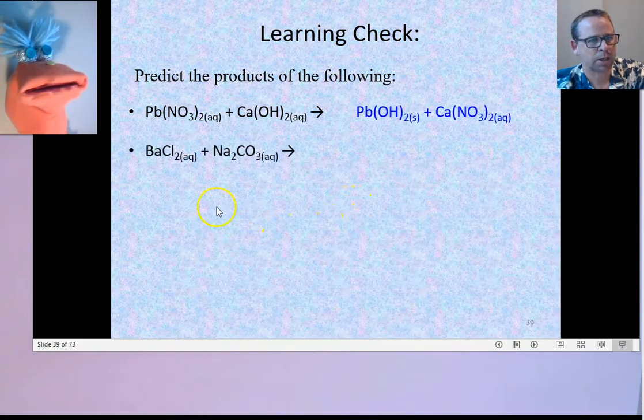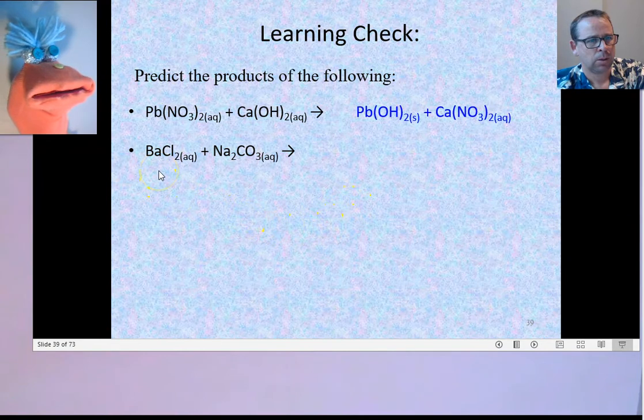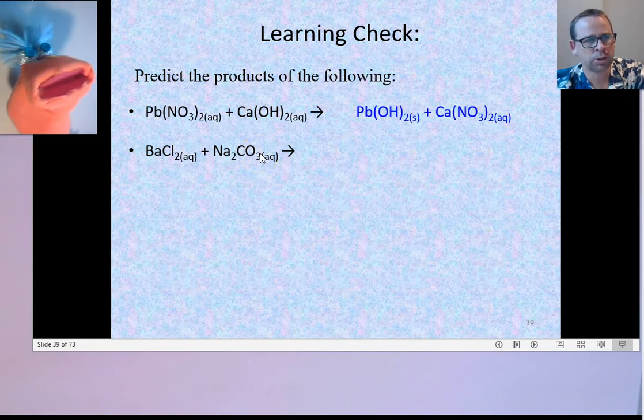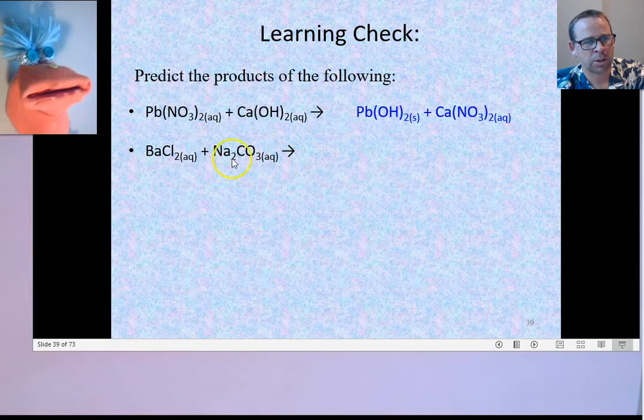Okay, products. What are the products going to be? NaCl and BaCO3. Very good. Now you have to make sure that you recognize that the numbers of the ions on the left and the right have to be the same. Oh yeah, we're going to have 2 NaCl. Good. 2 NaCl.